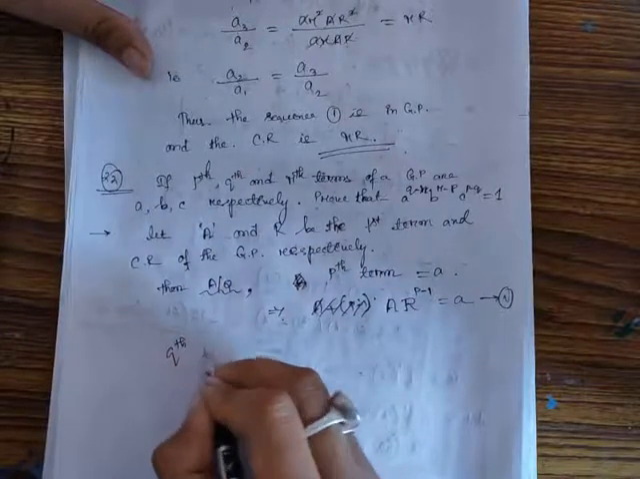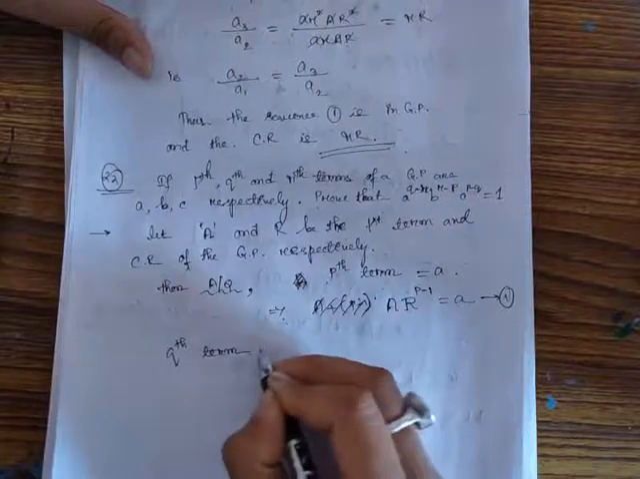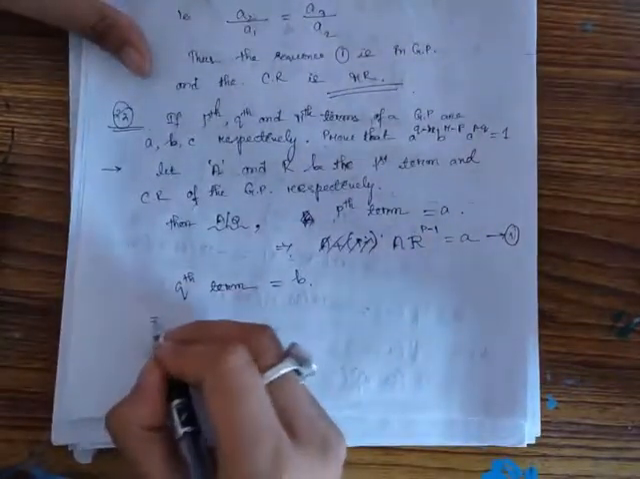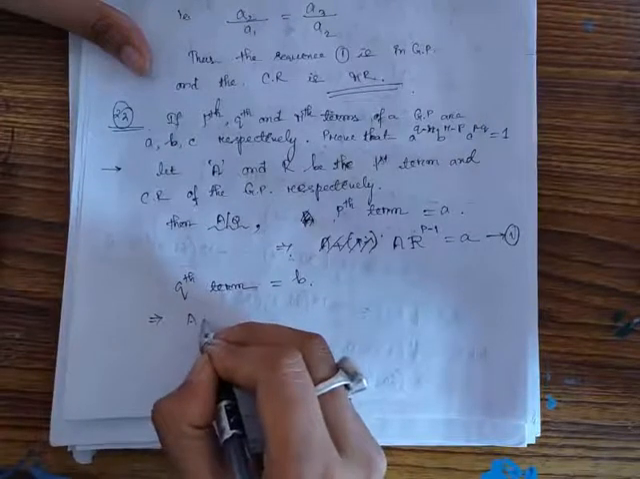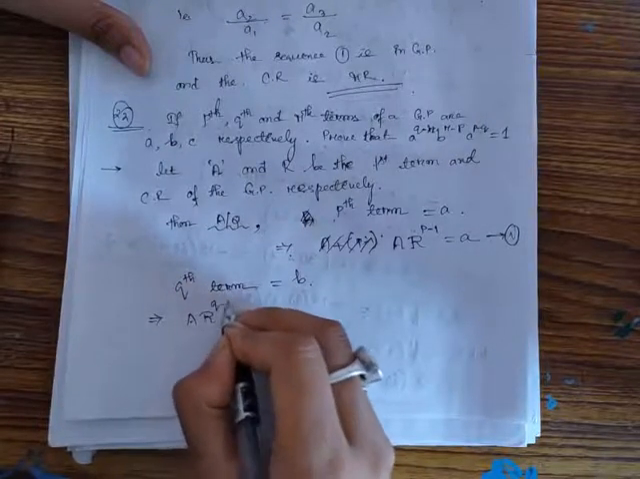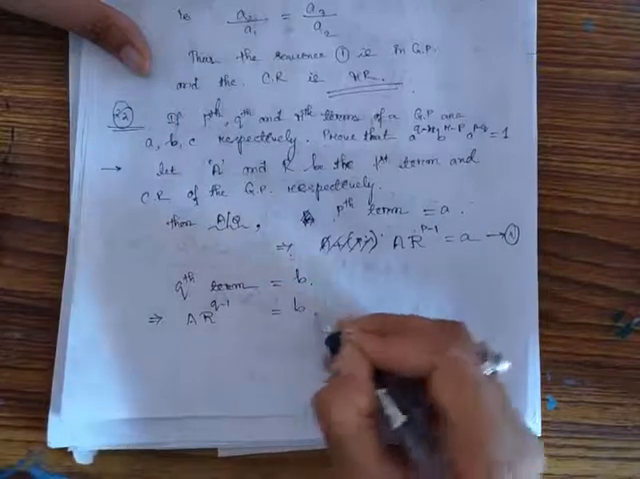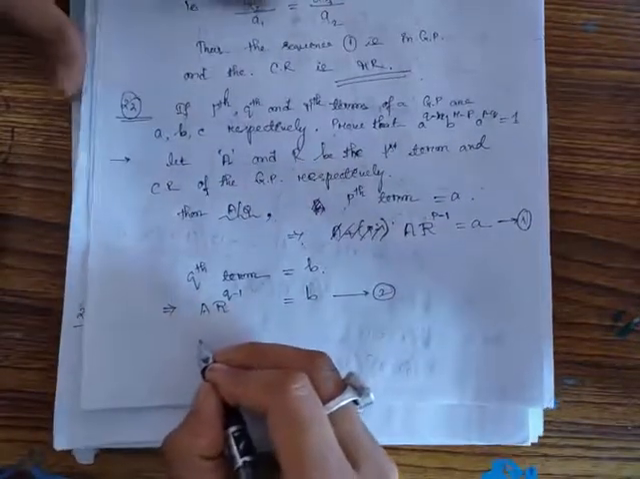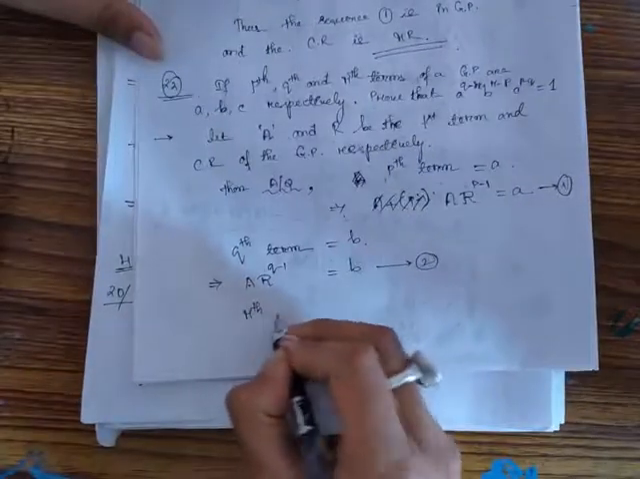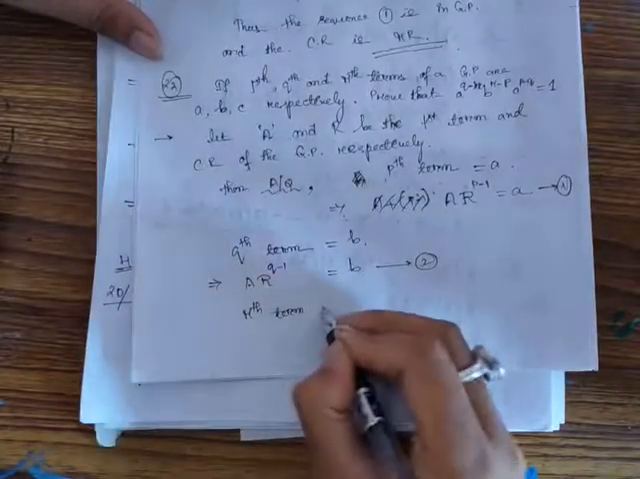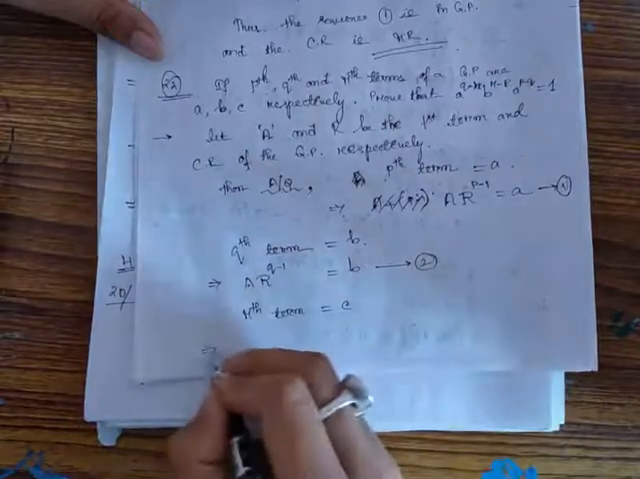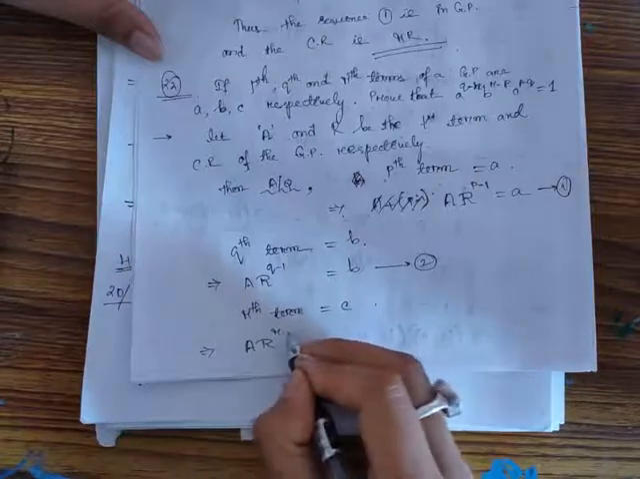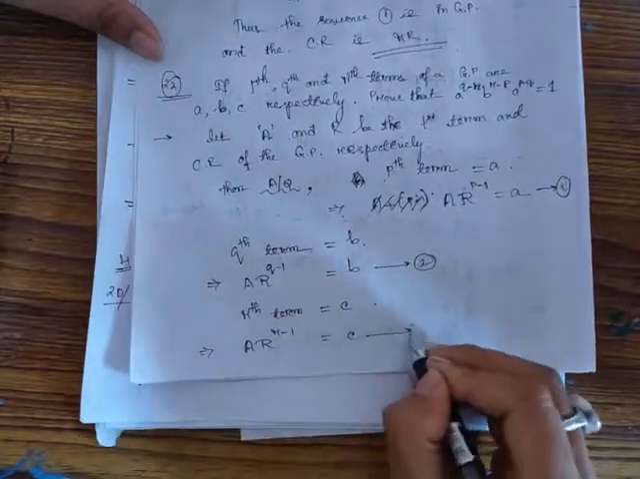And qth term equal to small b. How will we write the qth term? A r to the power q minus 1 equal to b. And rth term, what do we have? Rth term according to the equation we have c: A r to the power r minus 1 equal to c.